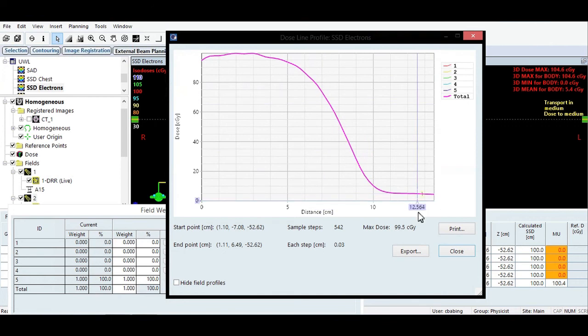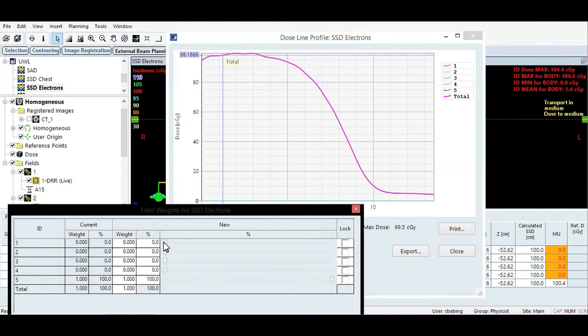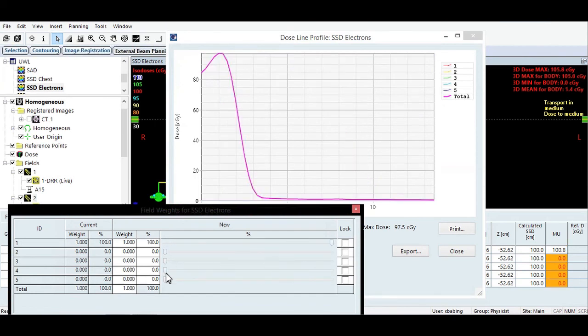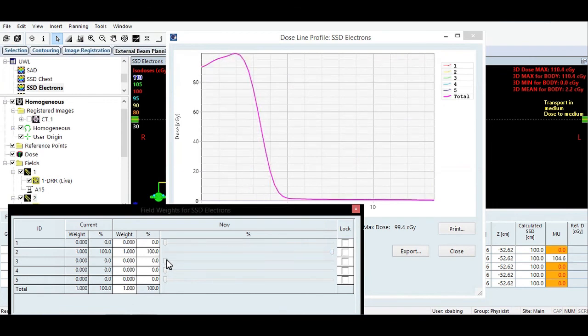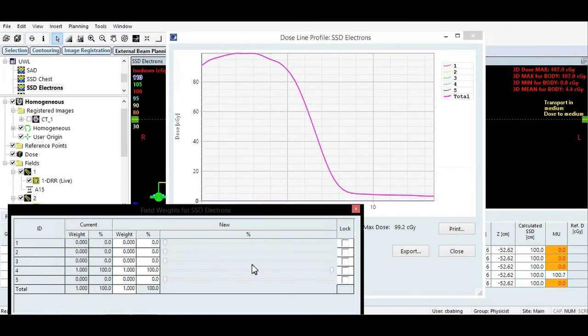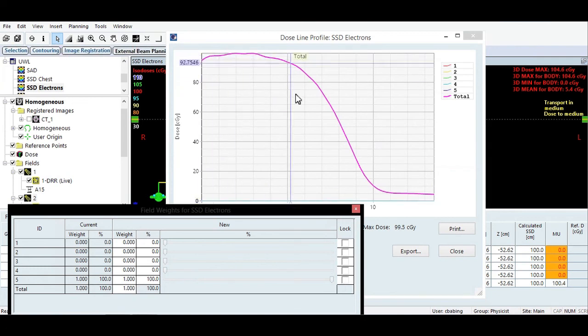And my profile has gone from this at 6E, this is 9E, this is 12E, 16, and this is 20 MeV electrons. So that's how the percent depth dose changes as we increase energy for the electrons.